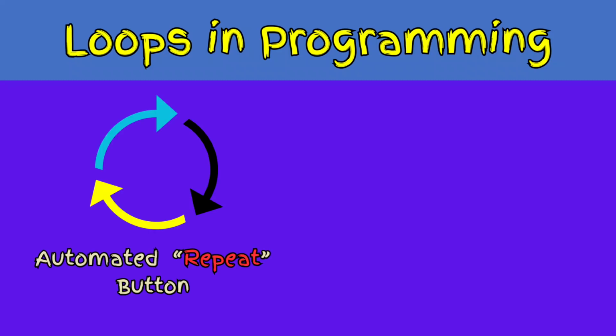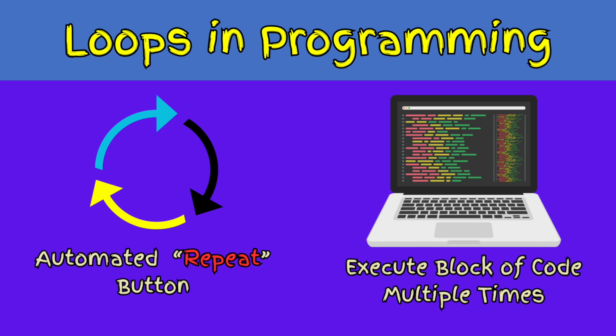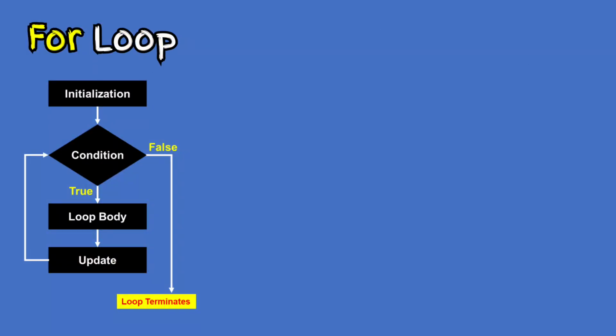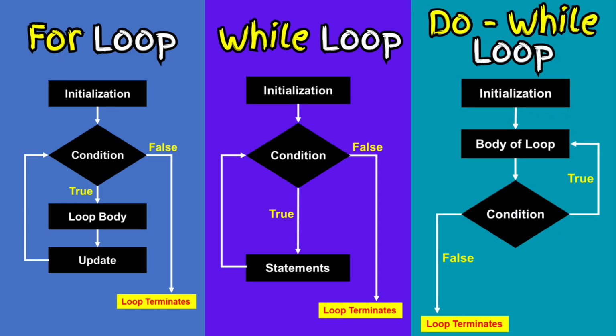Loops are like automated repeat buttons in programming. They enable the execution of a specific block of code multiple times without the need to rewrite the same instructions manually. C offers three primary types of loops: for loop, while loop, and do while loop. We will cover all the types in our upcoming videos. Now, let's dive into our main topic for today, that is, for loops.